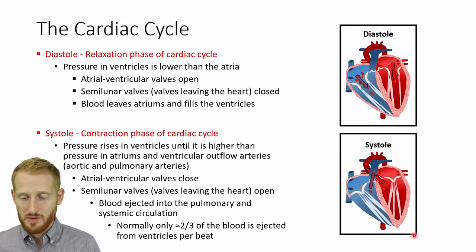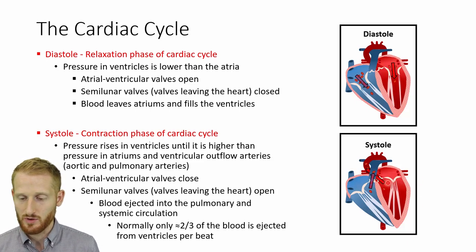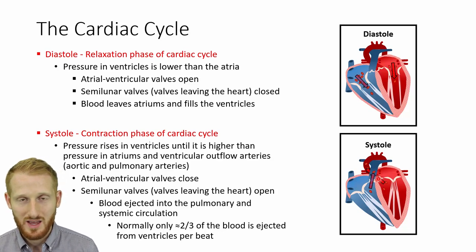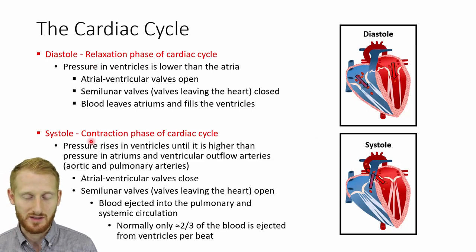And it does so by increasing the pressure inside the ventricle, again pushing back on these one-way valves, which forces them to close, and pushing on these also one-way valves but going in the direction they're supposed to open, causing them to open, ejecting blood out of the heart. All right, so again, diastole is the relaxation phase of the heart, systole is the contraction, so the work phase of the heart.